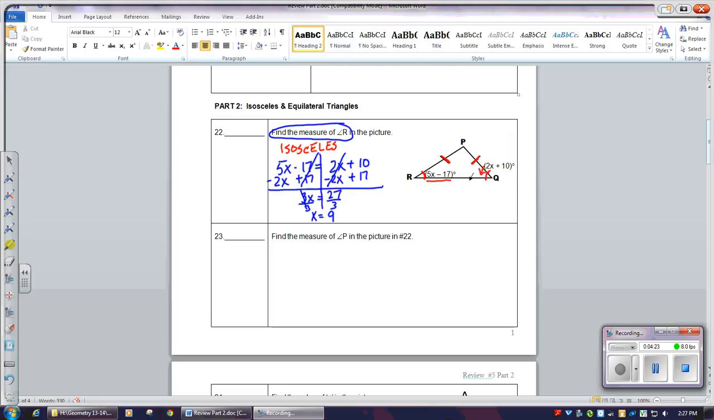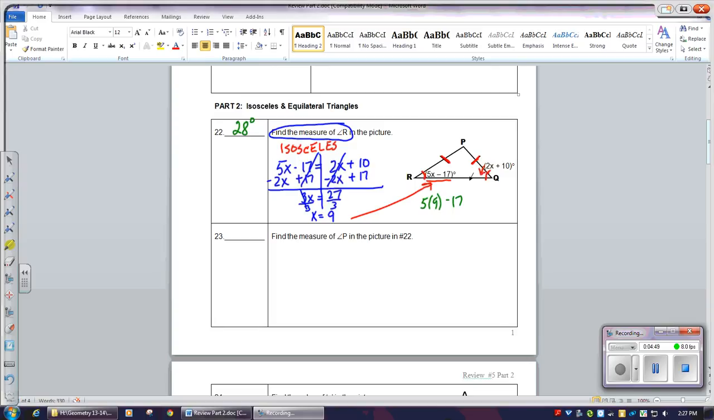No, you've got to go read. Find the measure of angle R. Angle R is that. So I need to plug in a 9 for x. 5 times 9 minus 17. So 5 times 9 is 45. You always multiply before you subtract. 45 minus 17 is 28. So the measure of angle R is going to be 28 degrees because it's the measure of an angle.